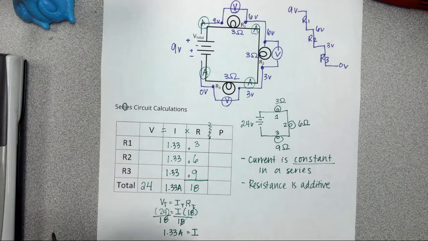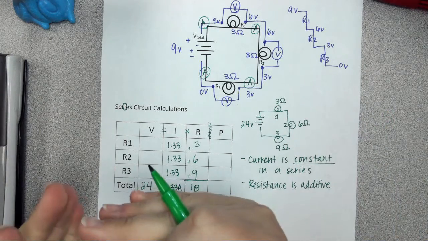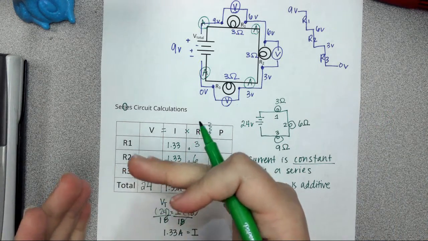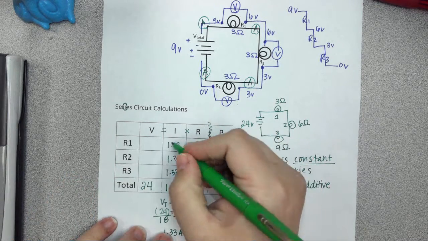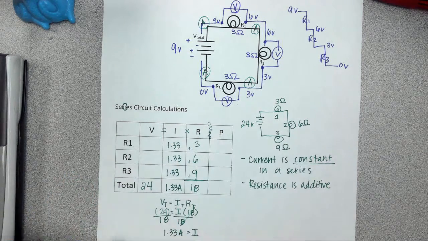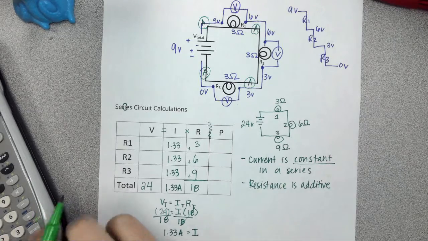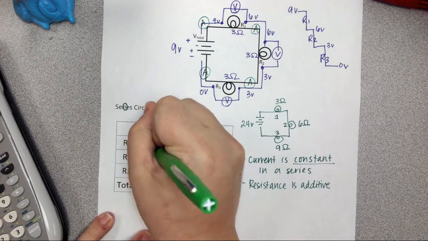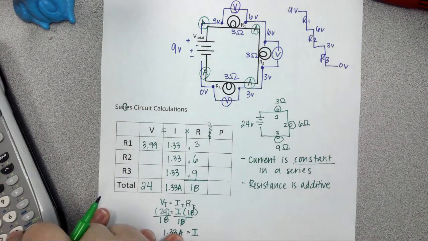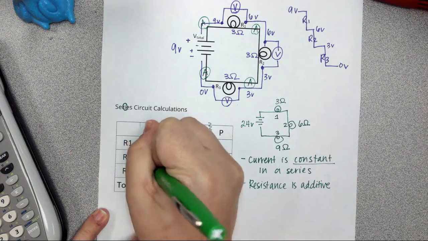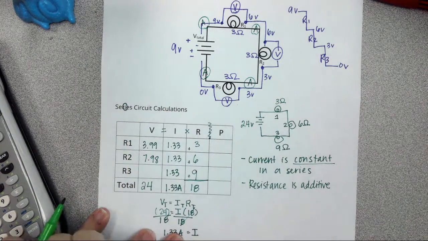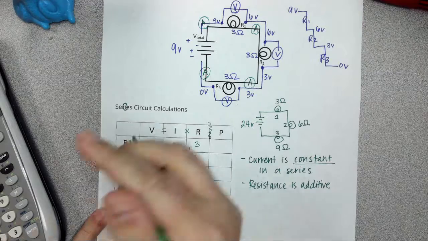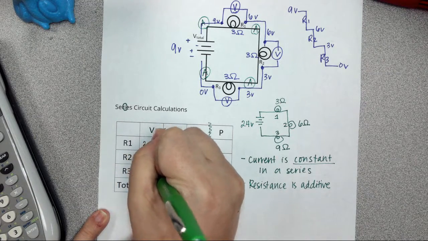So now it becomes very simple to calculate how much voltage is used to go through each resistor, because we know that V is equal to I times R. So 1.33 times 3 would give us 3.99. 1.33 times 6 gives us 7.98, and 1.33 times 9 gives us 11.97.